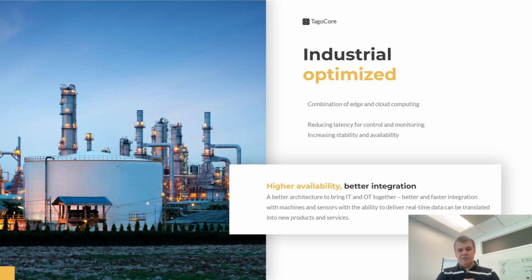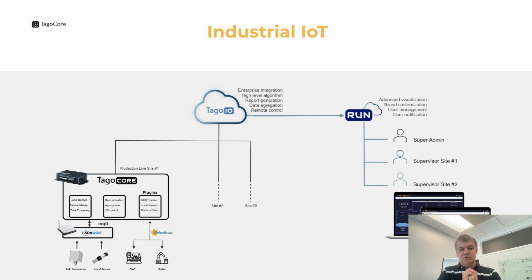Let me give you one example here very quickly. Let's say that you want to apply edge in an industrial application. If you have a lot of sensors located inside the industrial plant, for example, a chemical or any kind of manufacturing line, you want to send this data to your server internally or to the cloud and notify people. You may need a better architecture that allows you to have higher availability and better integration. How can you do that? You can do that, for example, by using TagoCore.